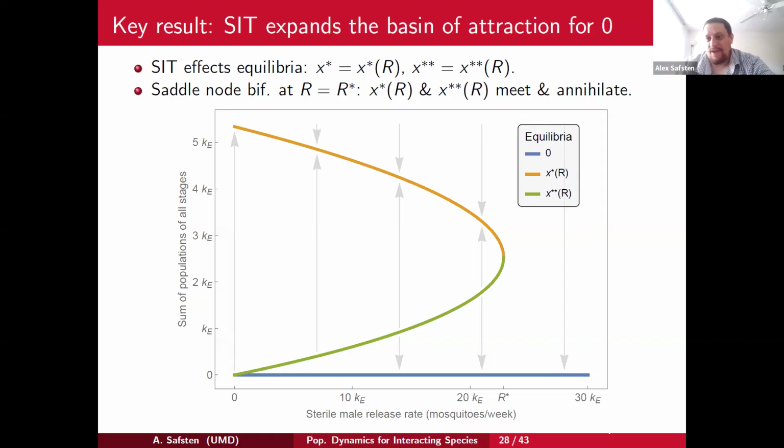By the way, this is a new result as of yesterday. I didn't have time to put a slide together about it, but I actually have a nice formulation for what this not optimal but critical release rate is, to achieve the saddle node bifurcation.